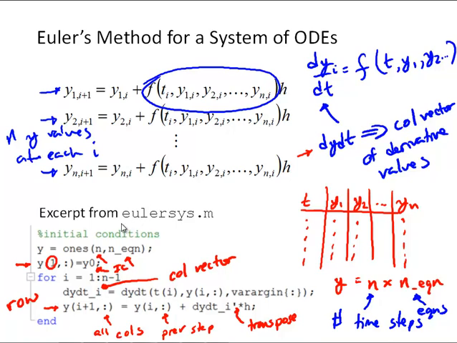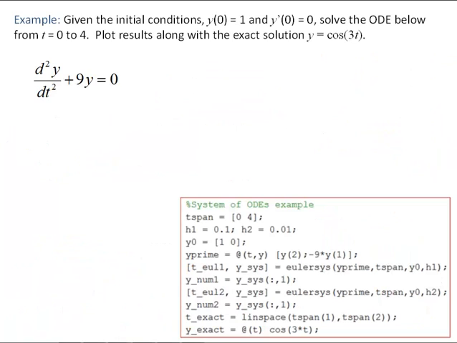So I'd encourage you to download the Eulersys.m code, run it along with the following example, and make sure you understand how this is working. Use the idea in this example of writing a higher order differential equation as a system of first order differential equations. So given the initial conditions, y at 0 is equal to 1 and y prime at 0 is equal to 0, we're going to solve the ODE below from t equals 0 to 4 and plot those results along with the exact solution, which is y is equal to cosine of 3t.